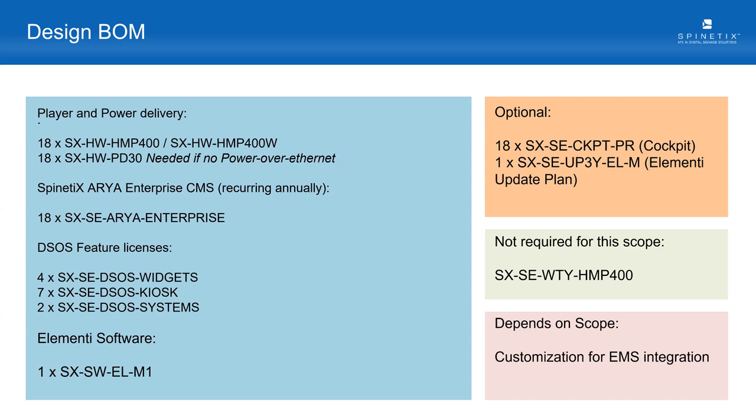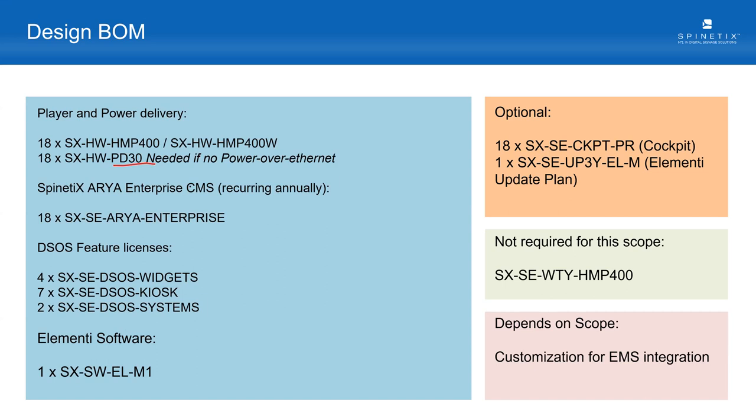Player and power delivery. Something about the HMP400 and the HMP400W that's important is that we have, by default, power over Ethernet. So we're not supplying a power adapter in the box. If they need power for some or all of the screen locations, there's a separate SKU, which is this one, PD for power delivery, PD30.